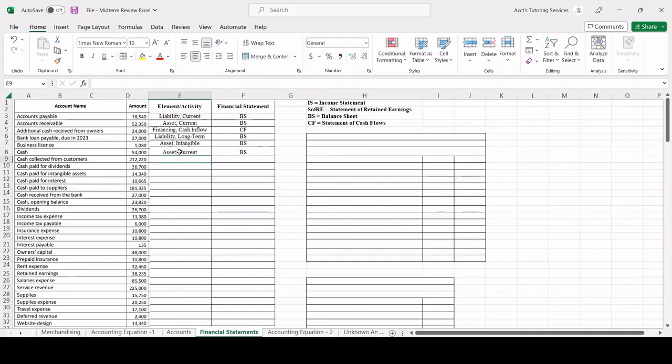Cash collected from customers, cash paid for dividends, cash paid for intangible assets, cash paid for interest, cash paid to suppliers, cash received from the bank, cash opening balance. These are all going to go onto the cash flow statement.